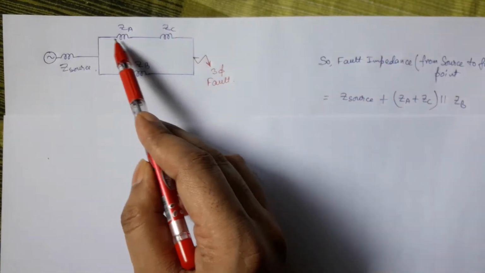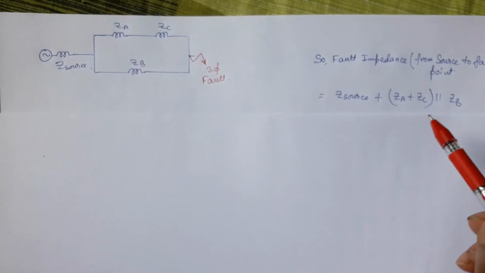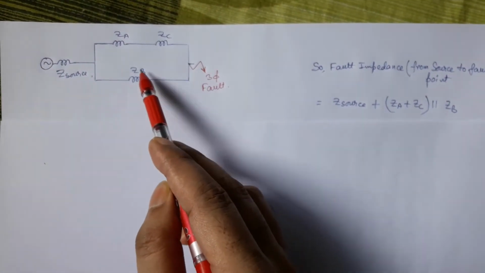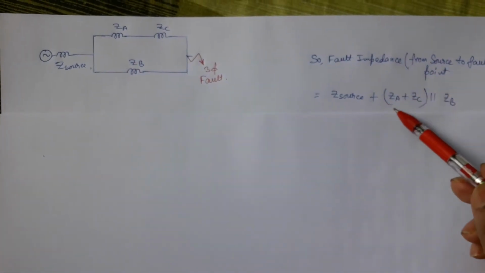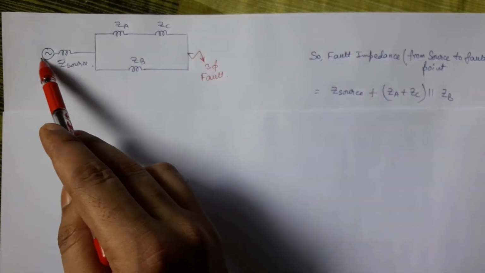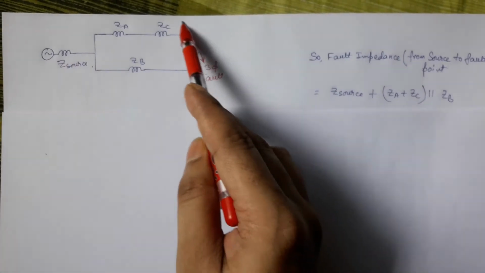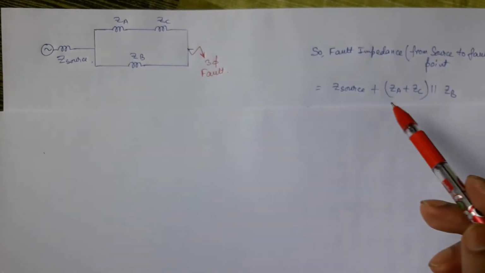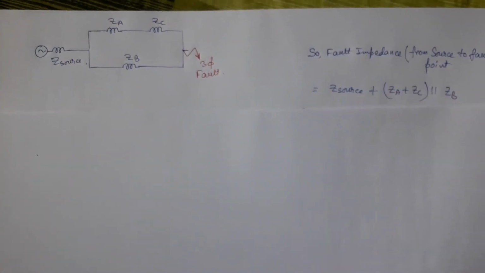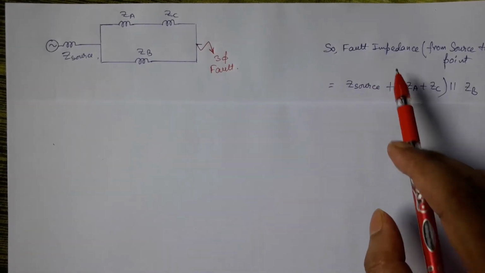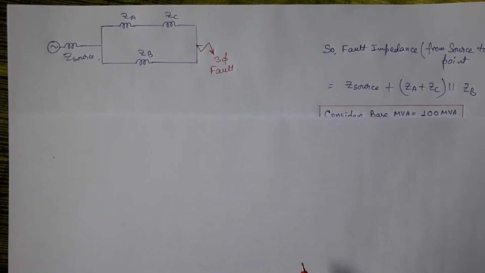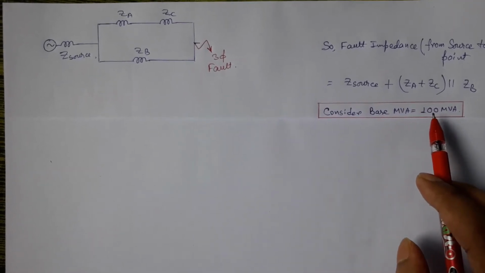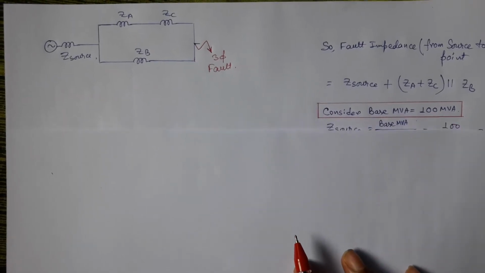As ZA and ZC are connected in series, we sum these two, and this part is in parallel with ZB, so we write this one, and the source impedance is connected in series with this total part, so we sum source impedance with this calculated value. Now to find fault impedance, we will follow the per unit system, and in the per unit system we should consider a base value, which we consider 100 MVA in this case.